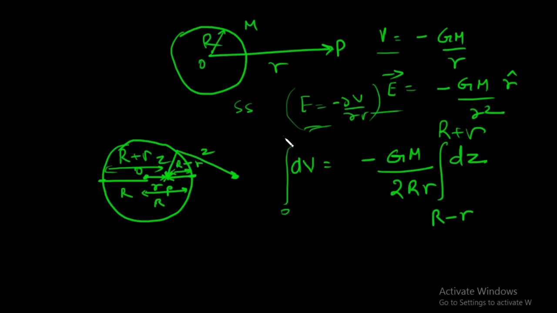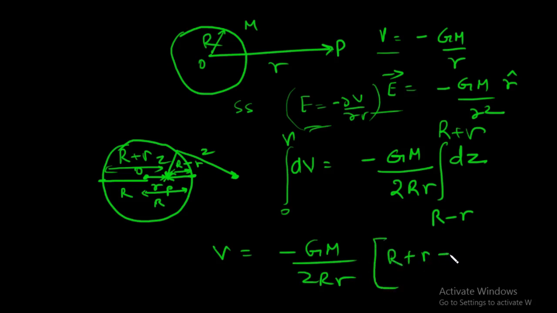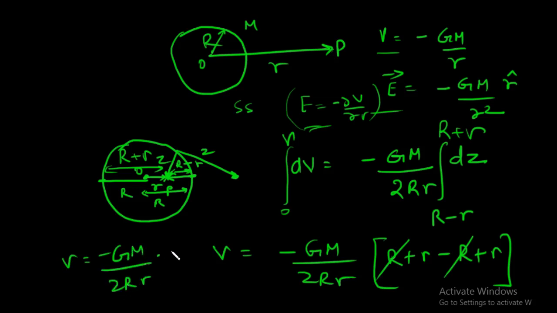Now we can easily find out the potential. V would be equal to minus Gm by 2Rr, and this would be capital R plus small r minus capital R minus small r, okay? So this would cancel out, and V would be equal to minus Gm by 2Rr times 2 small r. Small r gets cancelled now, you see. So V would be equal to minus Gm by R. So what can we say about this potential?